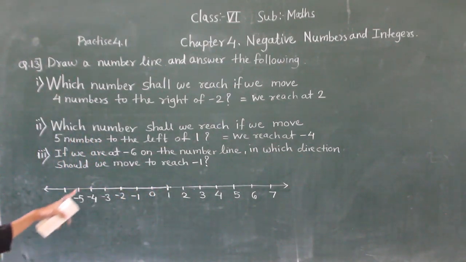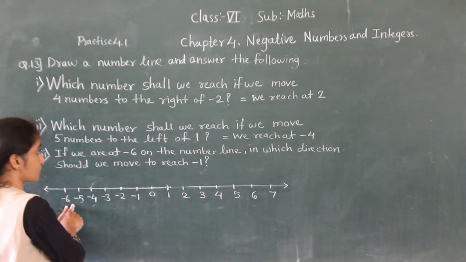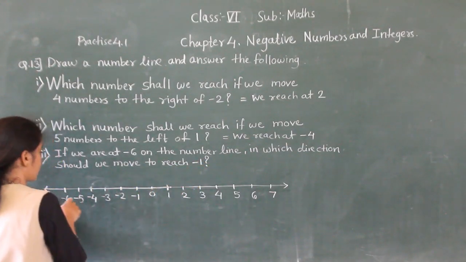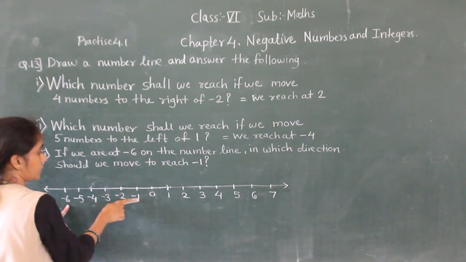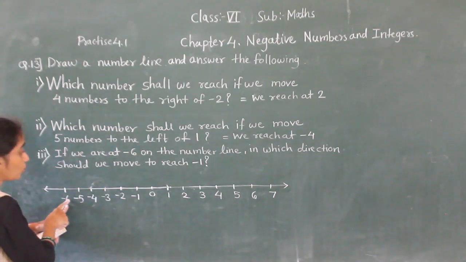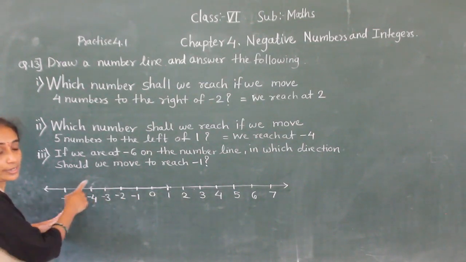If we are at minus 6 on the number line, in which direction should we move to reach minus 1? See, where is minus 1? Here. So, in which direction should we move? We should move to the right.